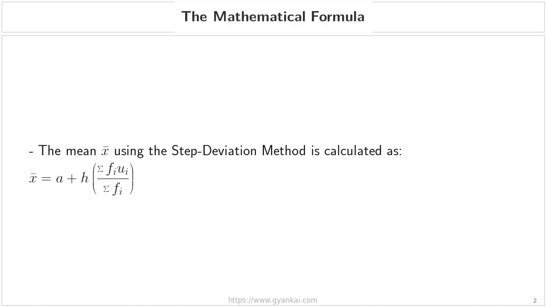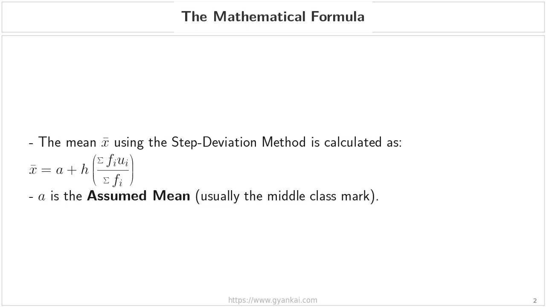The mathematical formula. Now that we understand the purpose of this method from our previous slide, let's look at the mathematical formula that makes it all work. To find the mean, which we denote as x bar, using the step-deviation method, we use this formula. X bar equals a plus h multiplied by the quantity, the sum of f sub i times u sub i, all divided by the sum of f sub i.